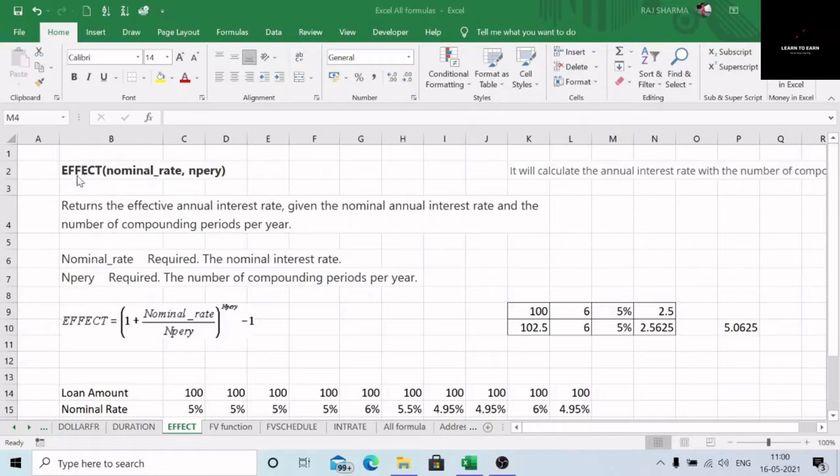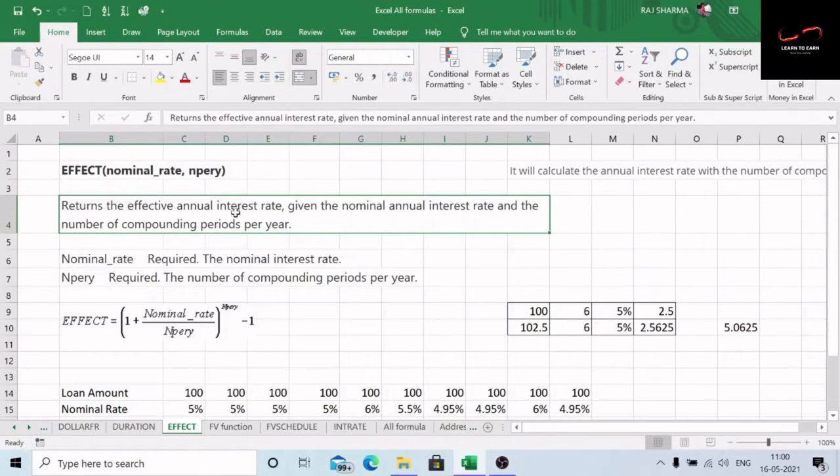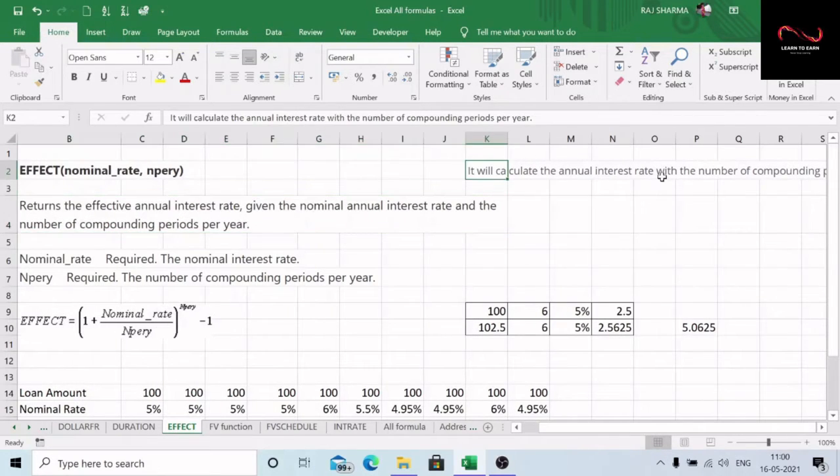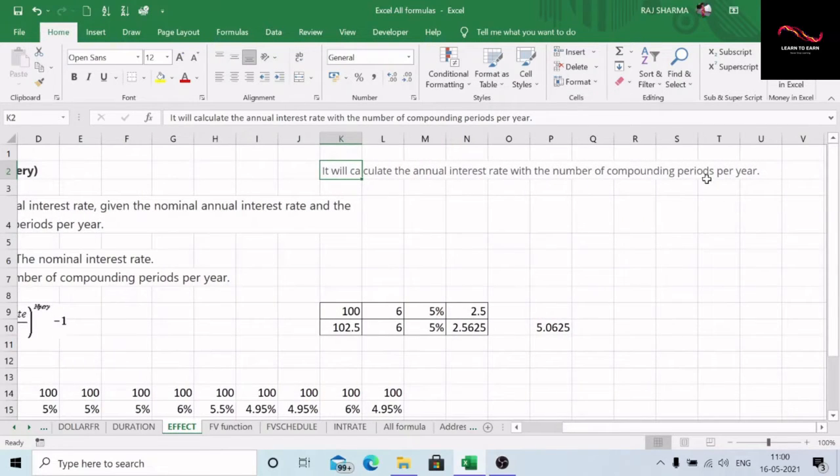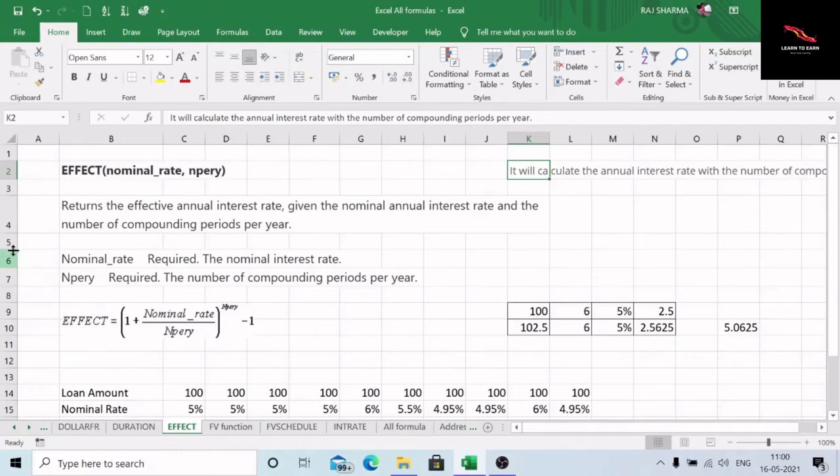So let's start. The syntax of this formula is EFFECT, and the variables used are nominal rate and NPERY, which is the number of compounding periods in a year. It returns the effective annual interest rate given the nominal annual interest rate and the number of compounding periods per year. It will calculate the annual interest rate with the number of compounding periods per year.